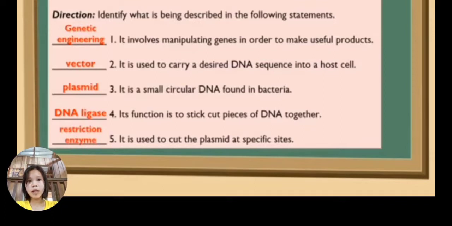Plasmid: it is a small cellular DNA found in bacteria. DNA ligase: its function is to stick cut pieces of DNA together. Restriction enzyme: it is used to cut the plasmid at specific sites.